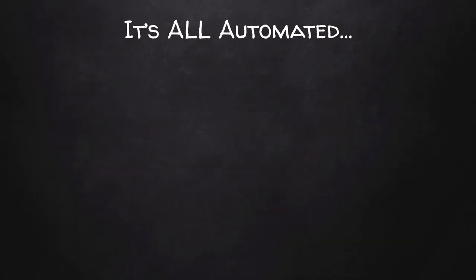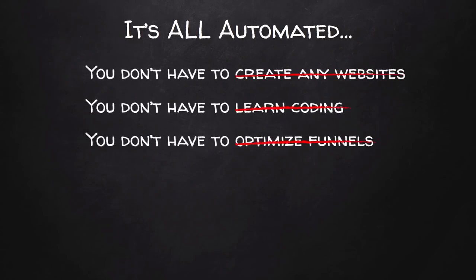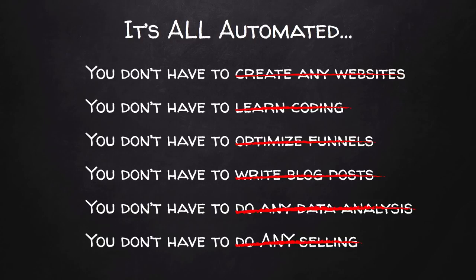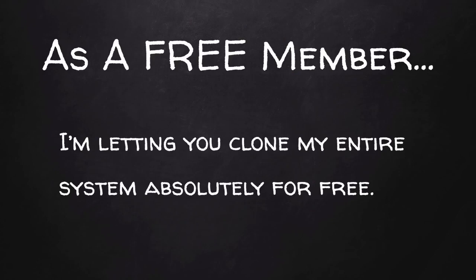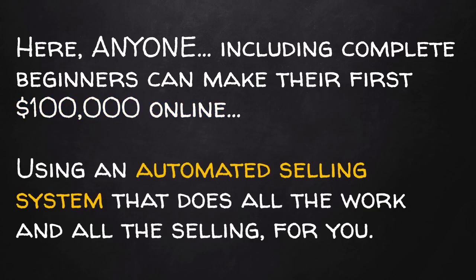This means you don't have to create any websites, you don't have to learn coding, you don't have to optimize funnels, you don't have to write blog posts, you don't have to do any data analysis or any market research, and most importantly, you don't have to do any selling whatsoever, because the system does that for you on complete autopilot. And as a free member of the Earn Easy Commissions program, I'm letting you clone my entire system absolutely for free. This is why I say that this is the first free program where anyone, including complete beginners, can make their first $100,000 online using an automated selling system that does all the work and all the selling for you.